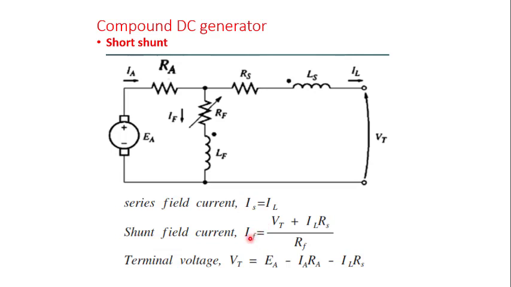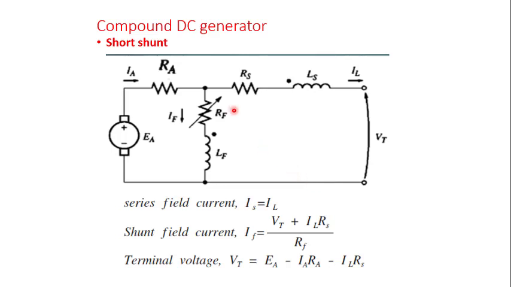So to get our field current, one way is to subtract the load current from the IA, and we get our field current. Or we can use circuit analysis to see how to come out with the field current. We can see that our field current will be equal to VT plus IL RS all over RF. Why are we getting that?